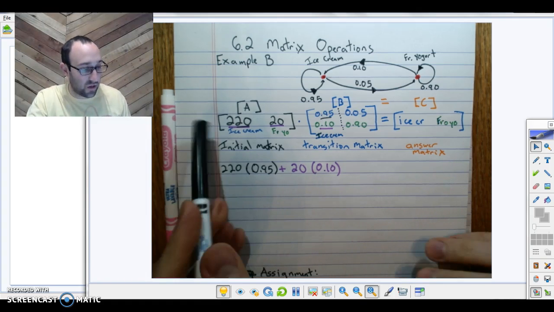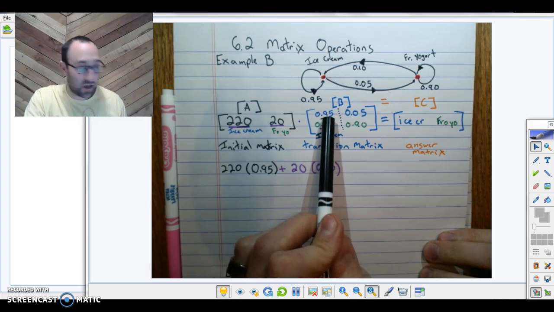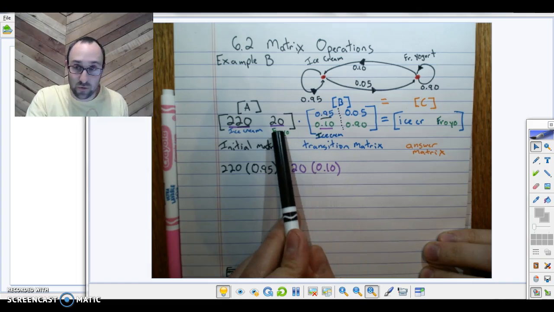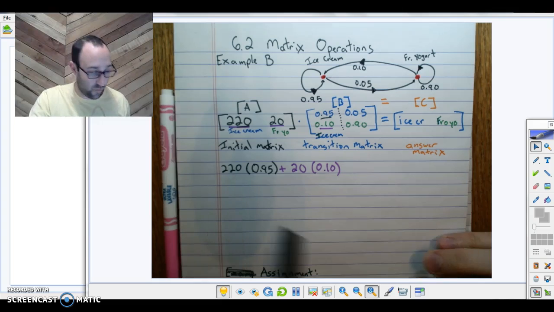It's not the 220 times 0.10. It's 220 times 0.95, because that's how many are staying at ice cream. And then 20 times 0.1, because that's how many are changing from frozen yogurt to ice cream. So this number is how many are in ice cream, right?